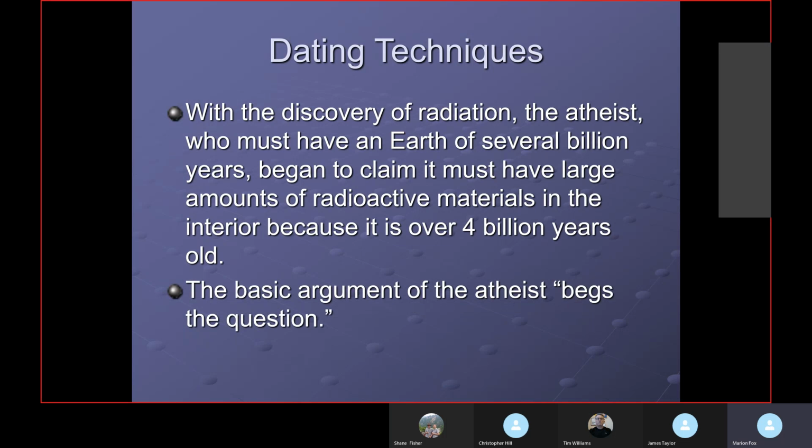The basic argument of the atheist begs the question. It's 4 billion years old, therefore there has to be radioactive material there. That's how we know radioactive material is there, because it's 4 billion years old, 4.5 or whatever. And so we know it's that old, so it has to have radioactive material, because otherwise it wouldn't stay as warm as it is. It would have cooled off even more. So there must be radioactive material down there. Have they dug down and measured it? Absolutely not. They haven't.